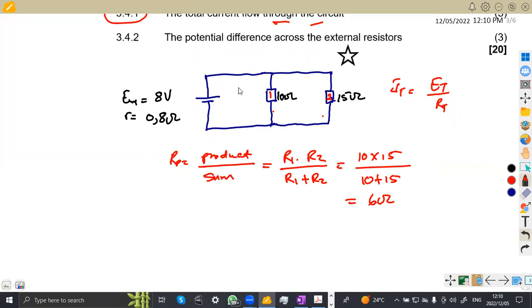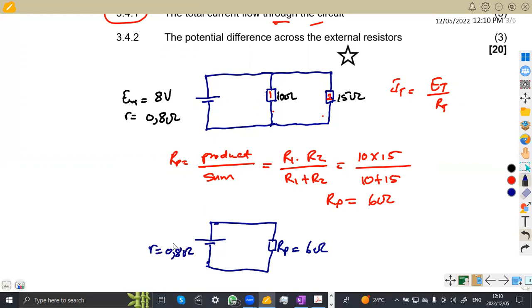So if we are to check what we actually have, this is the parallel, or RP. So our combination was going to look like this at the end. We are going to have that internal resistance and the parallel resistance that we got. So this is what we're going to have as our final answer. Our RP being 6 ohms here, and that internal resistance of 0.8 and our E of 8 volts.